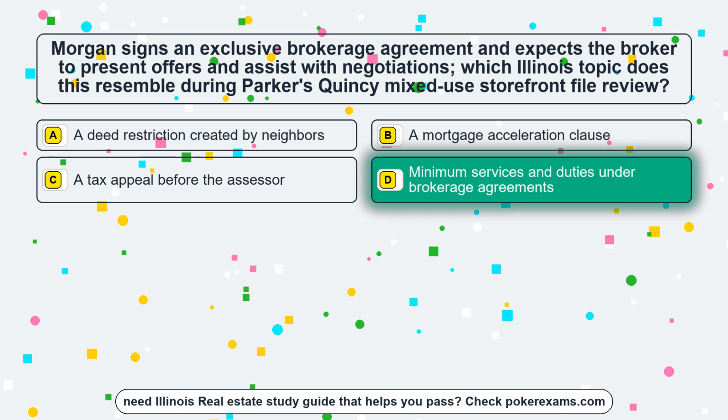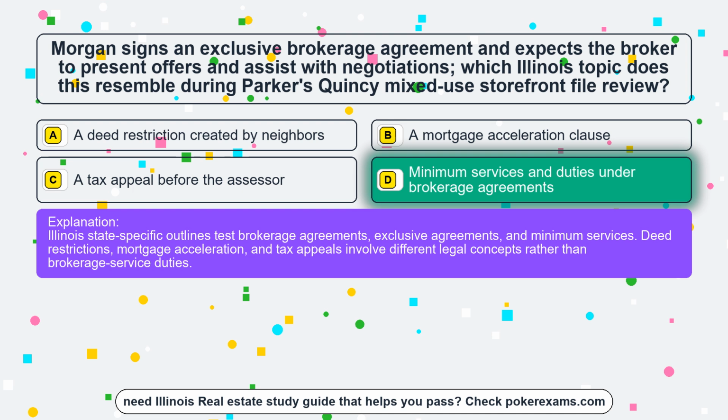The correct answer is option D. Minimum services and duties under brokerage agreements. Illinois state-specific outlines test brokerage agreements, exclusive agreements, and minimum services. Deed restrictions, mortgage acceleration, and tax appeals involve different legal concepts rather than brokerage-service duties.